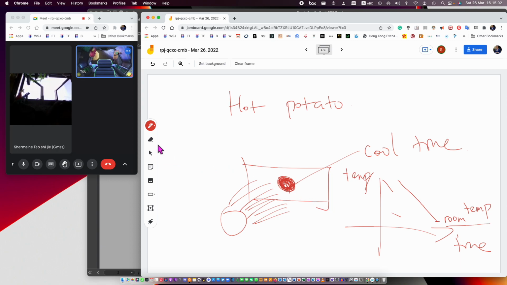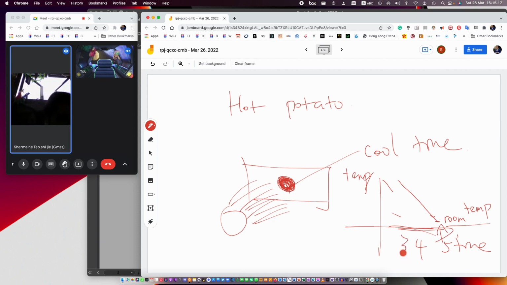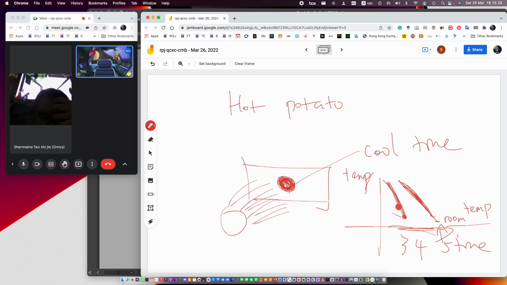So that means, let's say just now it takes 5 minutes to cool to room temperature. Now faster means it will take 4 minutes, right? Or it will take 3 minutes, right? That means a shorter time. So just now the graph is like this. Now it takes only 3 minutes to cool to the room temperature. So the slide down is going to be more dramatic.